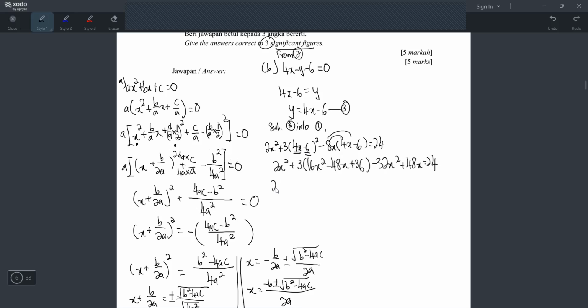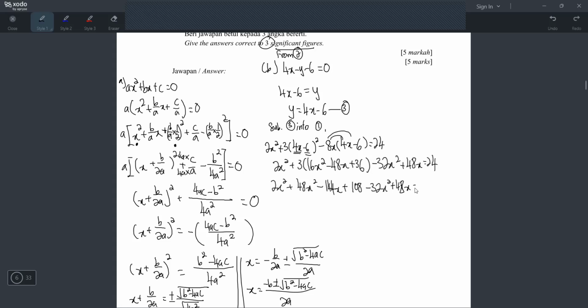So now it will be 2x squared. Now this 3 can go in already. When the 3 multiplies, it has to multiply with everyone. So it will be 48x squared. 3 times 48, let me press the calculator. It's 144, all right? So minus 144x. And then finally is 3 times 36. My calculator gives me 108. And then minus 32x squared plus 48x equals 24.